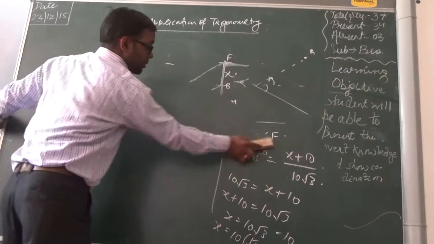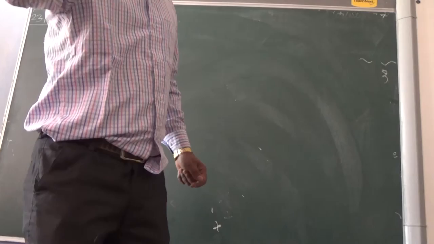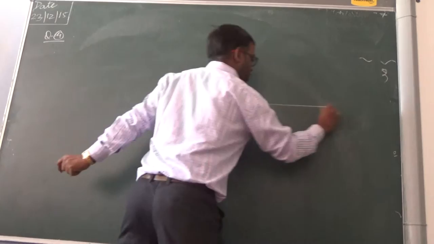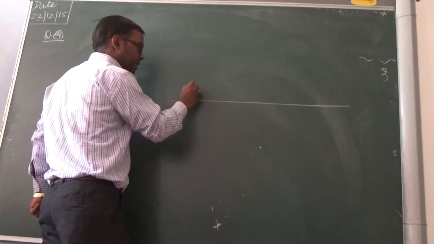Okay. Question number 14. Anirudh, you read question number 14. A 1.2 meter tall girl. Here is a base. Obviously, the girl will stand on the base. This is the foot of the girl, you can say it is F, and this is the head of the girl. It is 1.2 meter.